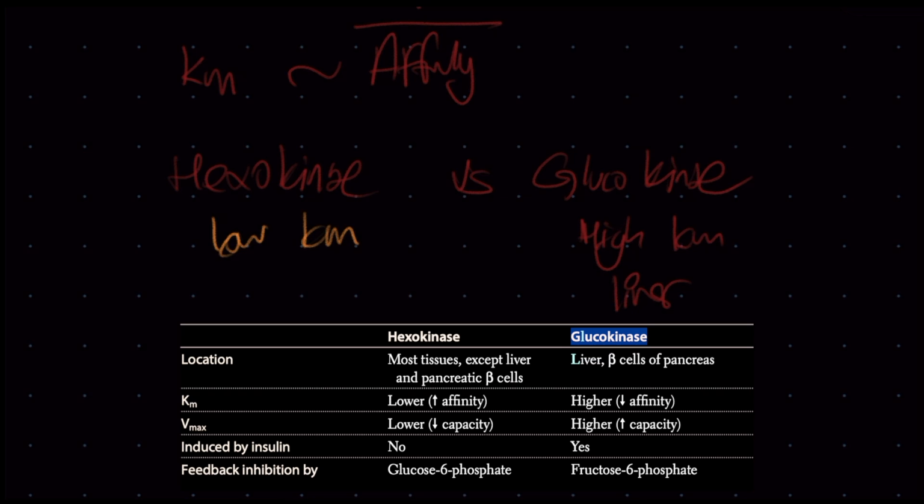Analogy? Think of hexokinase as a friend who's always available for coffee, while glucokinase is the friend who's only available on weekends. Hexokinase's high affinity, low Km, makes it reliable at any time, while glucokinase's lower affinity, high Km, means it shows up only when there's plenty of glucose around.